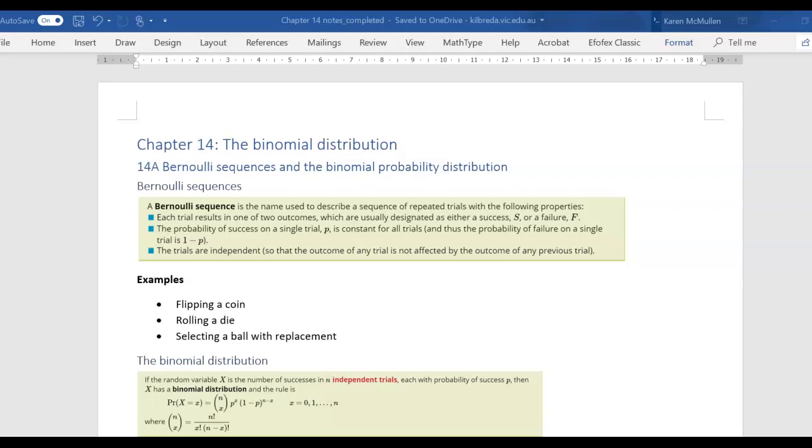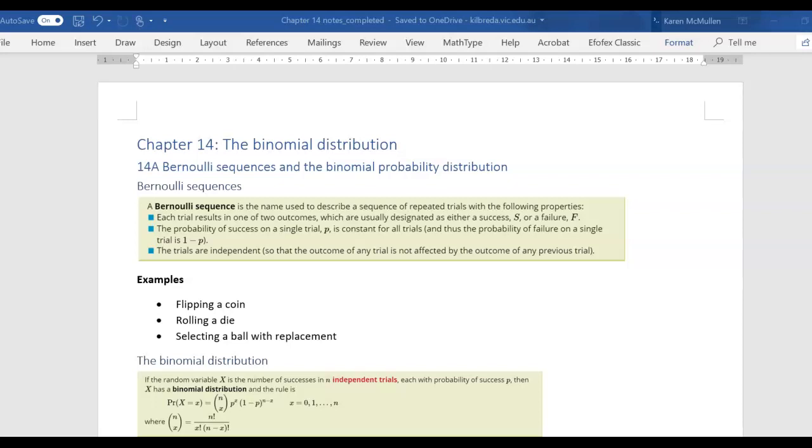Hi everyone, in this video we're going to go through 14a, the Bernoulli sequences and the binomial probability distribution. So chapter 14 is quite a short chapter, just focusing on the binomial distribution, but you don't really have to know too much about the Bernoulli sequences, not too sure how to say that.